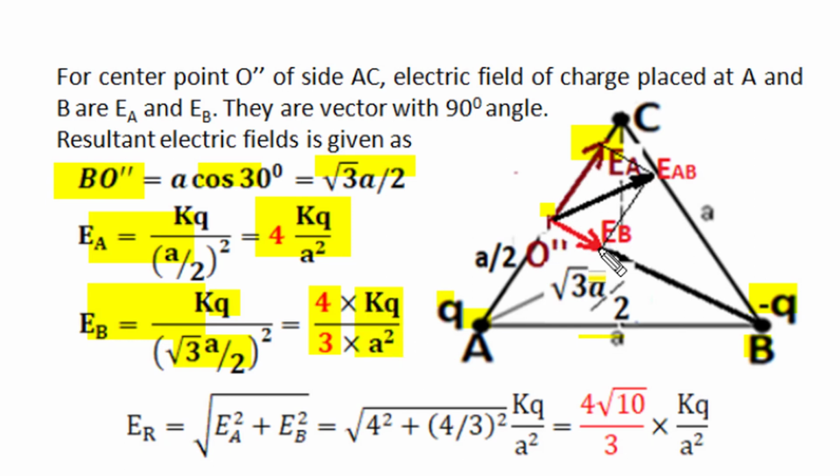Now these two electric fields, directed here as EA and EB, are at 90 degrees, and the resultant can be obtained by simple Pythagoras calculation. Pythagoras says the resultant electric field is the square root of the square of the first contribution plus the square of the second contribution. The first contribution is 4 times KQ upon A square, and the second contribution is 4 by 3 times KQ upon A square. KQ upon A square is kept common, and this square root calculation is performed by again taking 4 as common, and 1 square is 1, 1 by 3 square is 1 by 9. When we take 9 as the LCM, it becomes 10 by 9, and square rooting results in 4 root 10 by 3 KQ upon A square.